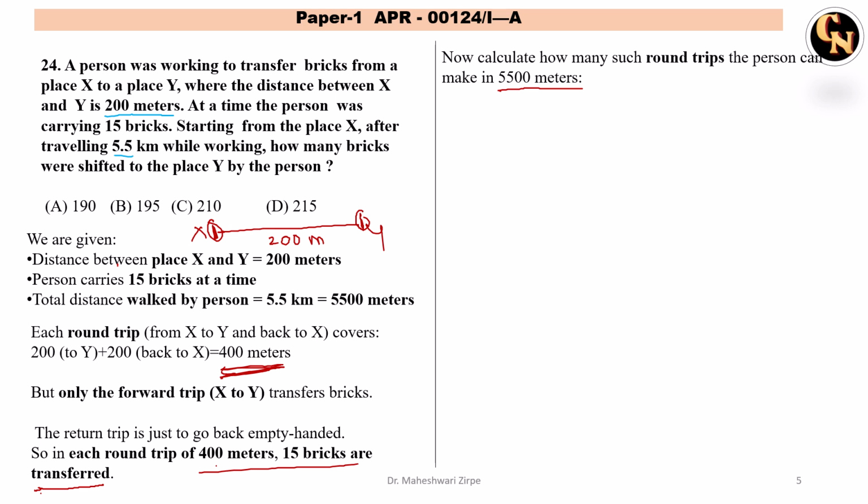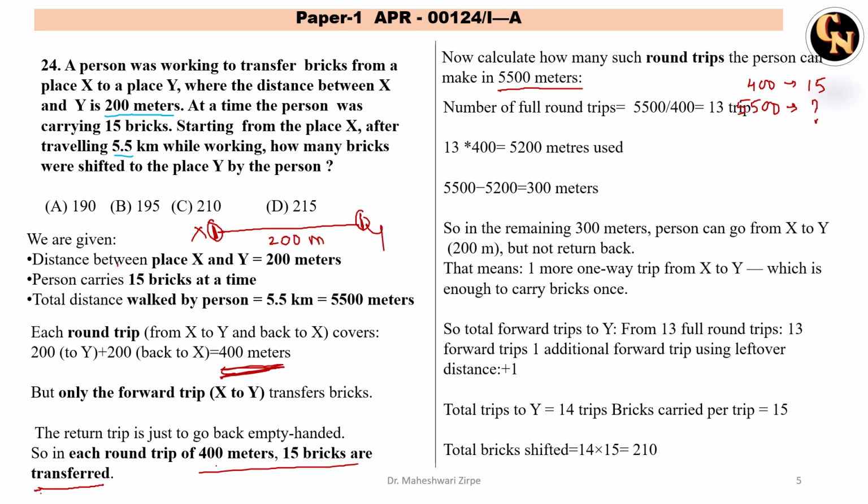So it is a basic simple calculation. For 400 meters, if the person is carrying 15 bricks, then for 5500 meters how much? Cross multiply it. If you cross multiply, you can see that it comes out to be 13 trips. So it comes out to be 13 trips. Basically he has to complete full 13 trips.